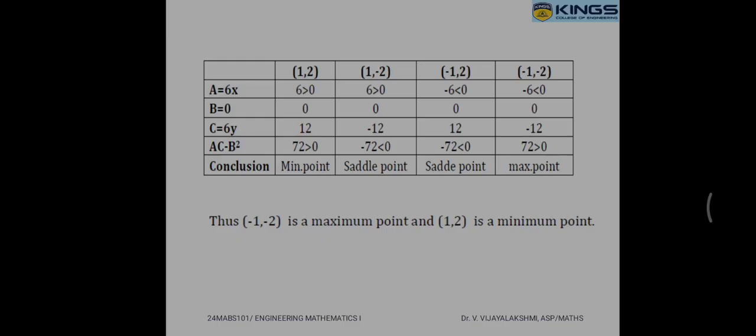Finally, (minus 1, minus 2). The value of a is negative, less than 0, b is 0 and c is minus 12. Ac minus b square is greater than 0. So according to the conclusions, we have a maximum point. For this, (minus 1, minus 2) is a maximum point and (1, 2) is a minimum point.